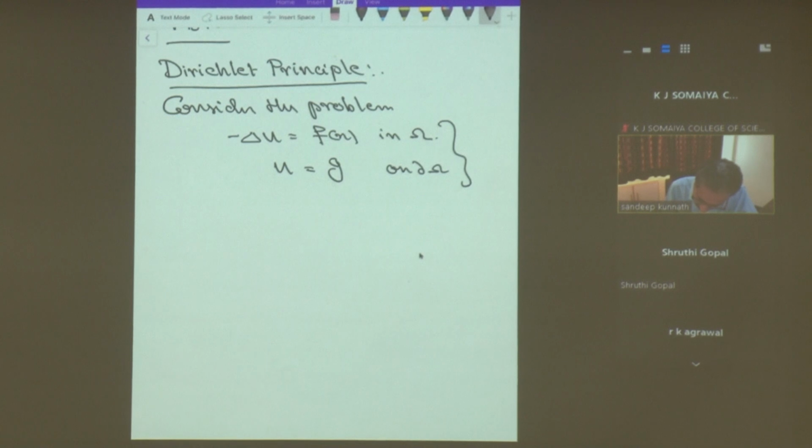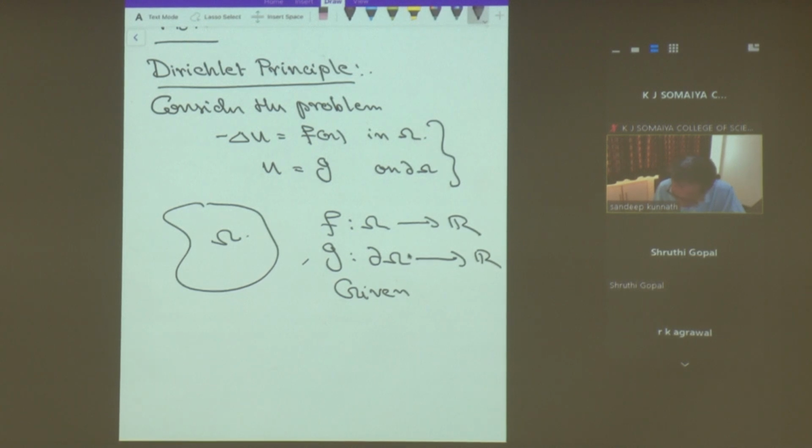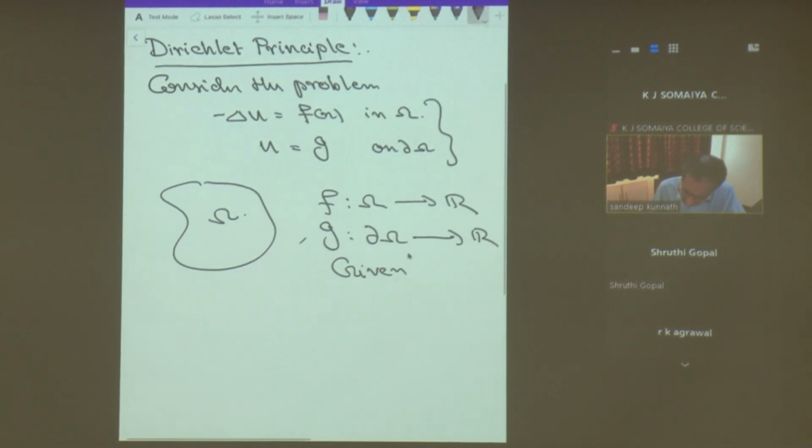So what is given is a domain, this is omega, which is given, and f from omega to R is a function which is given, and g from the boundary of omega to R. These are all given quantities. So now the question is to find a u which satisfies minus Laplacian of u equal to f and u equal to g. This is what is known as the Dirichlet problem. I am sure you must have already discussed some cases of this. Now, suppose I am trying to find a solution of this.